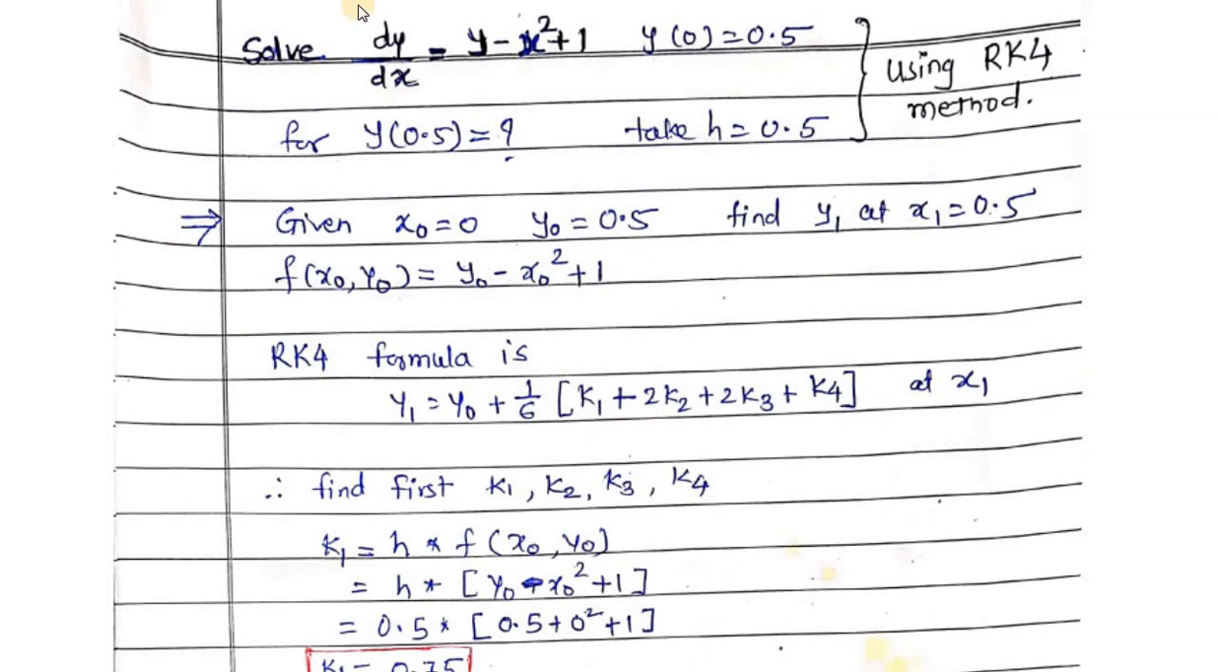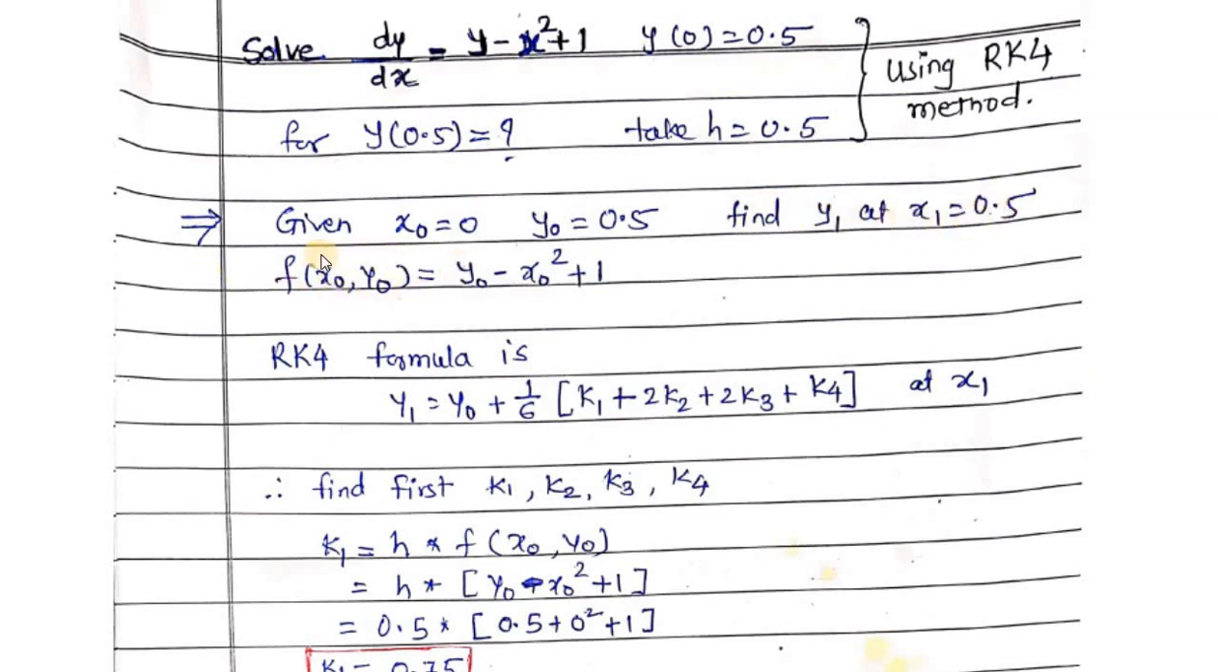Now next we will solve a problem for first order ordinary differential equation by using RK4 method. Solve dy by dx equal to y minus x square plus 1 with the initial condition y of 0 equal to 0.5. We have to solve this equation for y of 0.5, so taking h equal to 0.5, using RK4 method, that is Runge-Kutta fourth order method. From the given example, x0 is 0, y0 is 0.5. We have to find y1 at x1 equal to 0.5.